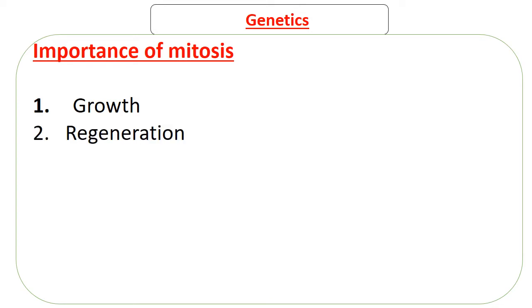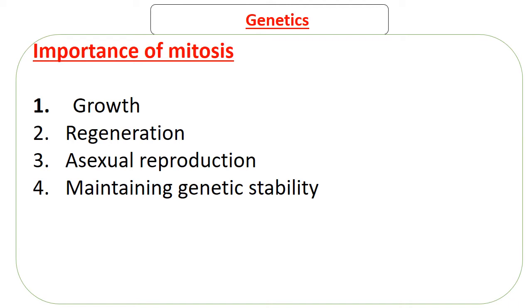First, growth. Second, regeneration. Third, asexual reproduction. Fourth, maintaining genetic stability. So let me just go through, I was just saying them without explaining some of them. So the first is growth. Because of cell division, when, for example, you cut your fingers, your fingernails are going to grow back because of mitosis.